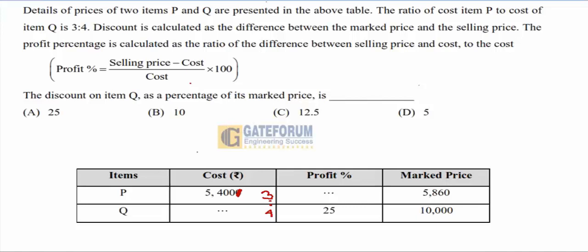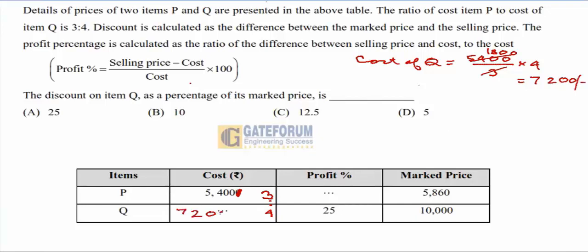Well, as soon as I know that the cost of P is 5,400 and the cost of P and cost of Q is in a ratio of 3:4, so my first endeavor will be to find out Q. So what will be the cost of Q? Very simply, 5,400 divided by 3 into 4. So this would be 1,800, and 1,800 into 4 is 7,200. So I will immediately write down the cost of Q, that is 7,200 rupees.